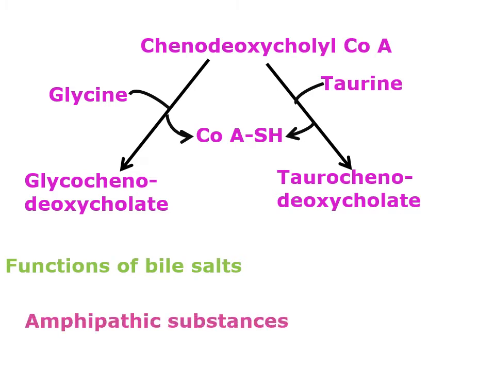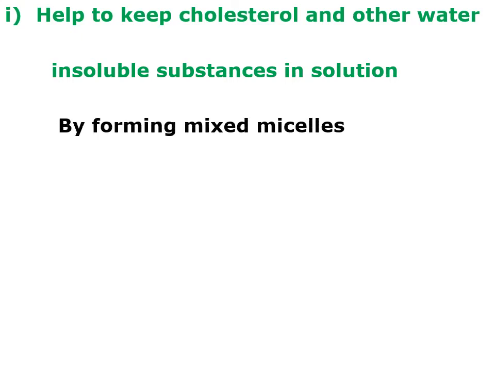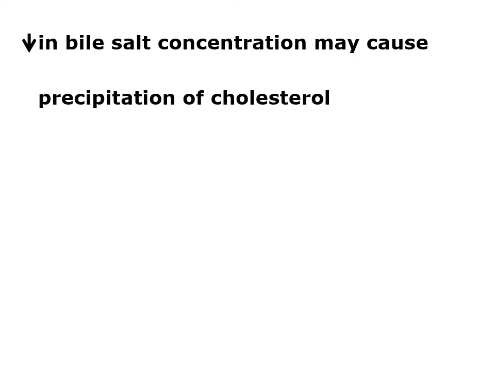Bile salts are amphipathic substances. They have both a hydrophilic and a hydrophobic region, so they are called amphipathic molecules. Bile salts help to keep cholesterol and other water-insoluble substances in solution, and do not allow them to solidify. So a decrease in bile salt concentration will cause precipitation of cholesterol and lead to the formation of stones called gallstones.